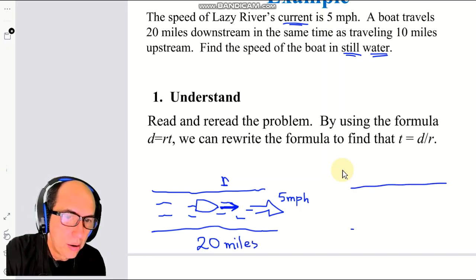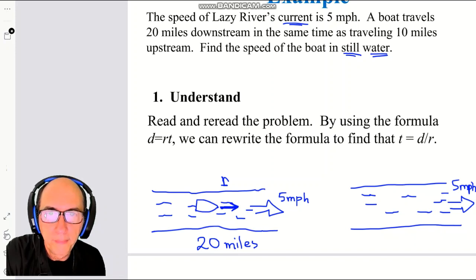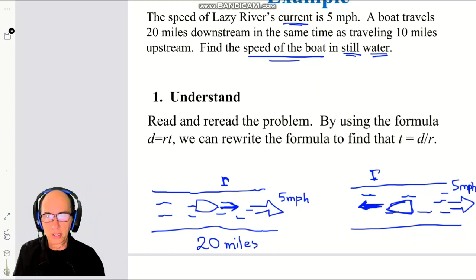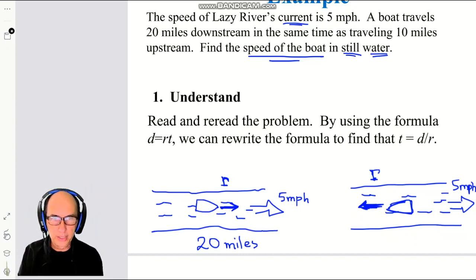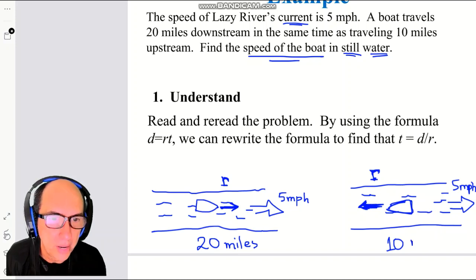Now let's draw another picture. Again, this is the lazy river, and the stream is still going this way, 5 miles per hour. But this time the boat is going upstream against the stream. And let's say the rate is R, because to find the speed of the boat, that means we are assuming the boat travels at the same rate, the engine propelling the boat at the same rate. But then the boat just moves 10 miles.